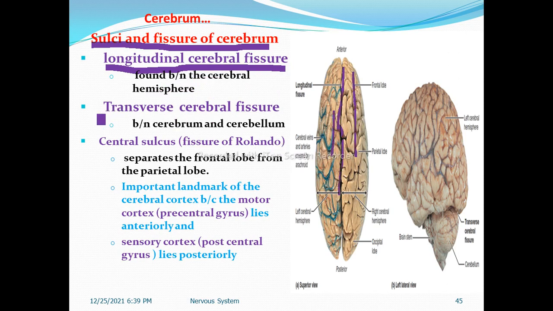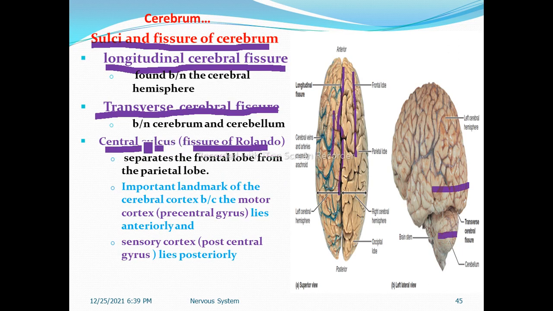The second type of fissure is known as the transverse cerebral fissure. It is found between the cerebellum and the cerebrum, that means between the cerebellum and the occipital lobe of the cerebrum. This large fissure is known as the transverse cerebral fissure. The other is the central sulcus. The other name of central sulcus is fissure of Rolando.